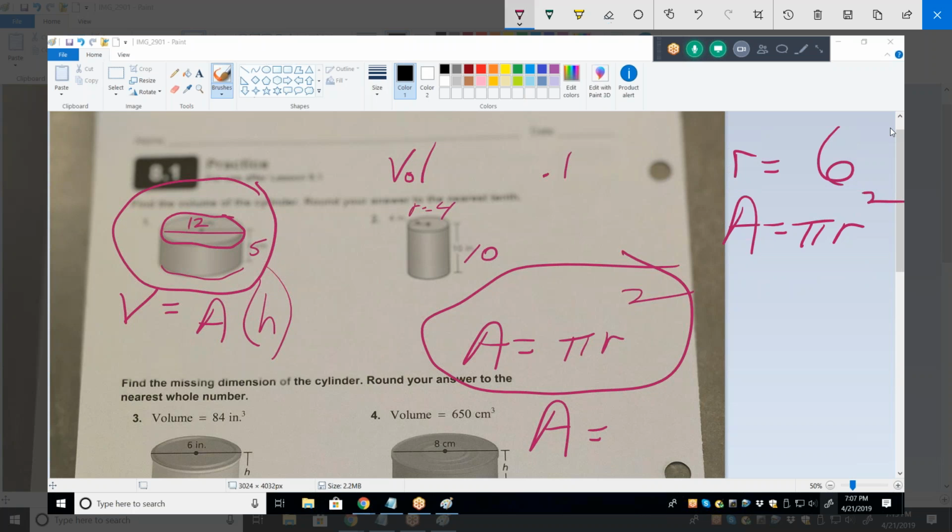So, in this case, what is the area of the bottom or the top circle? What makes it a prism is that the top circle is the same as the bottom circle. So, what is it? What's the area of the top or the bottom circle? 12. What's r? 6. So it's pi times 6 squared.